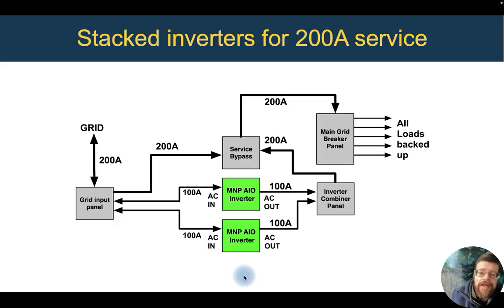Another place where I see this a lot is where we've got a 400 amp service to the house that splits into 2 200 amp feeds, and we decide we want to back up one of those 200 amp feeds as the backed up loads panel, and we just put 2, 3, or 4 inverters on that one loads panel to fully back up that and have the other one be non-backed up loads.